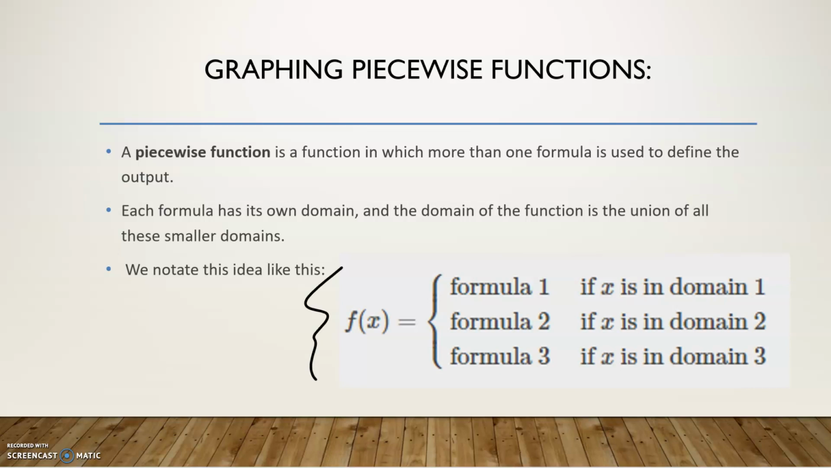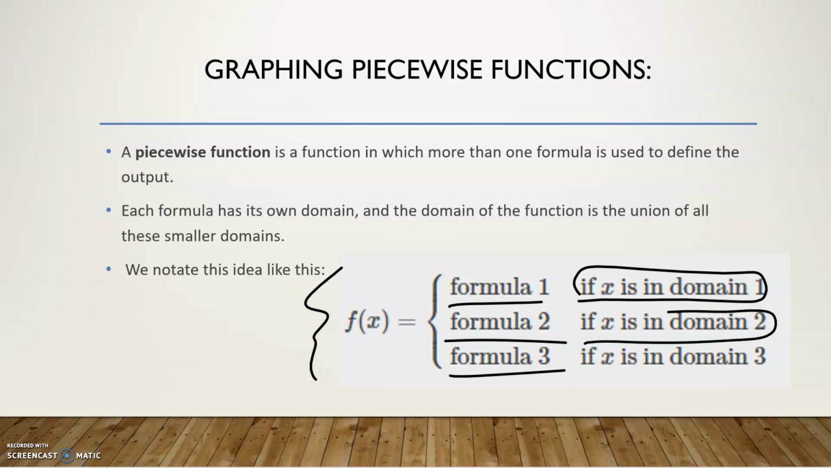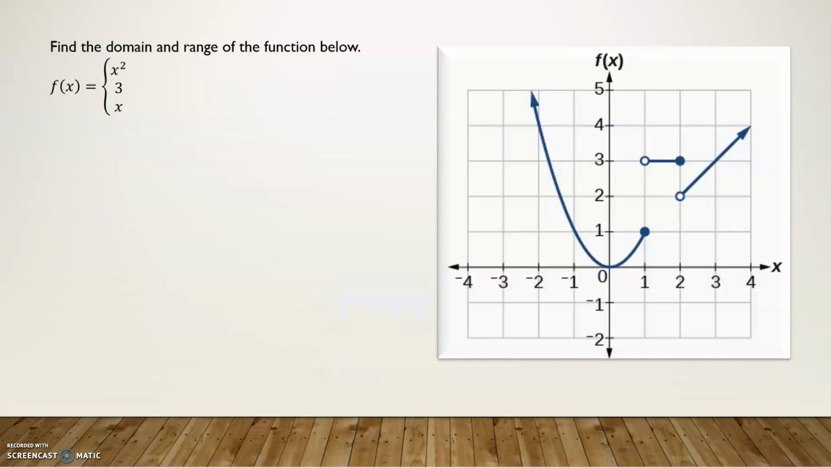So f of x is equal to formula 1, formula 2, formula 3. And for formula 1, x is defined in this domain. For formula 2, x is defined for this domain. And for formula 3, x is defined for the last domain. So it looks something like this.